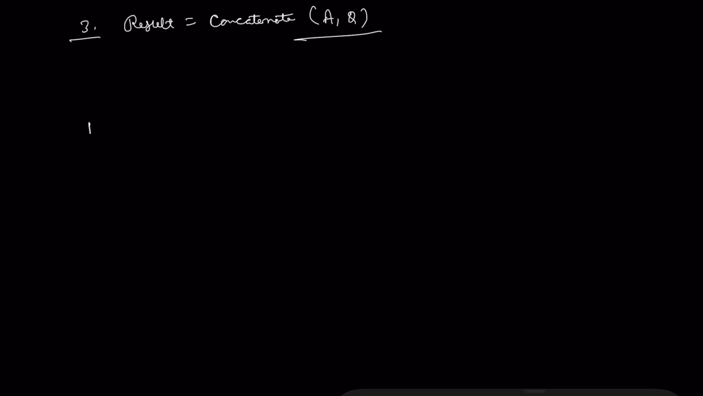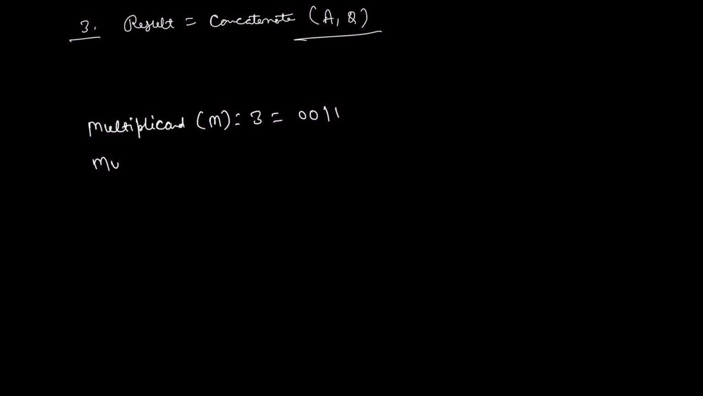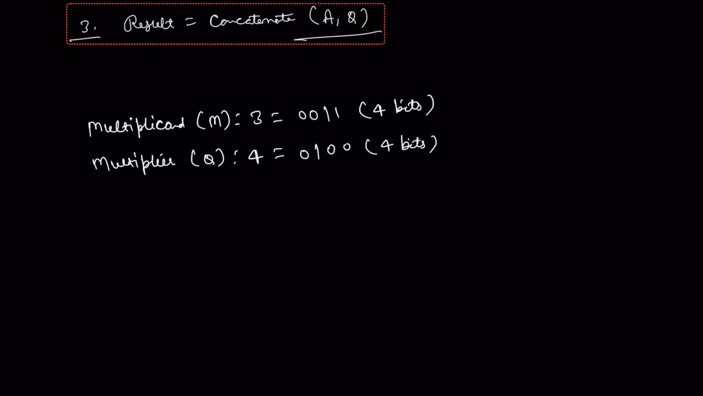Take multiplicand M as 3. So its binary form will be 0011, and the multiplier Q we take as 4. This is 0100. So this is 4 bit. We have to take sign bits, so I have taken 1 extra bit here, making it 4 bit.